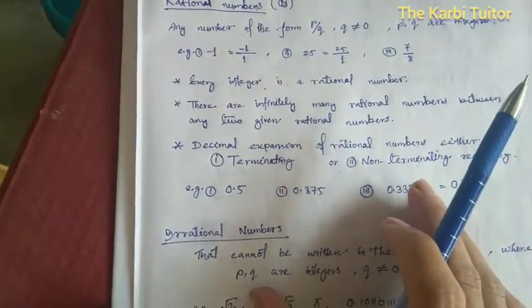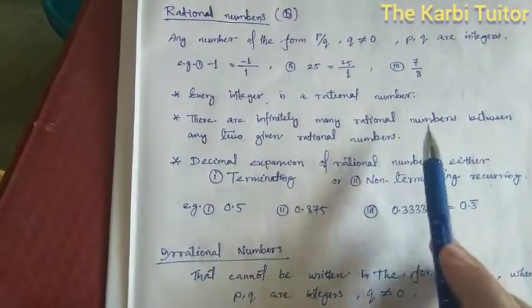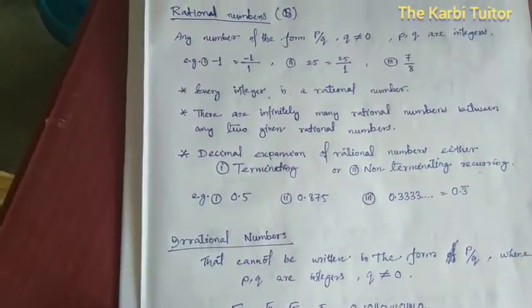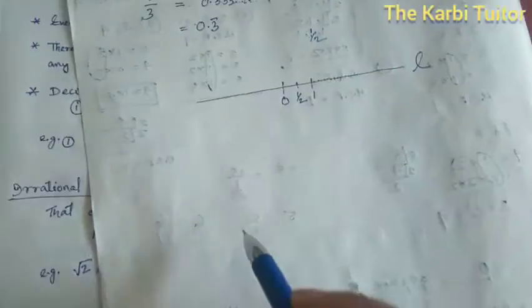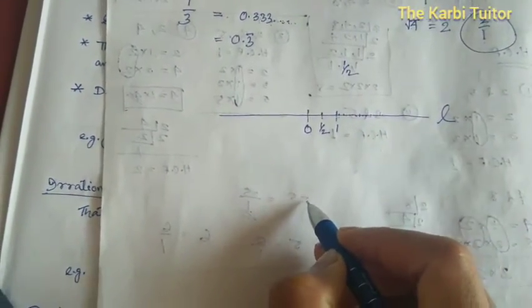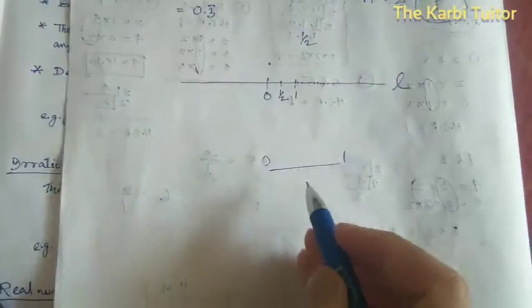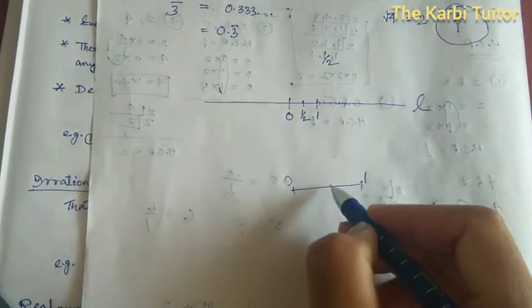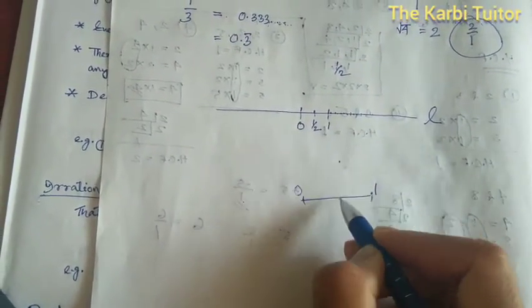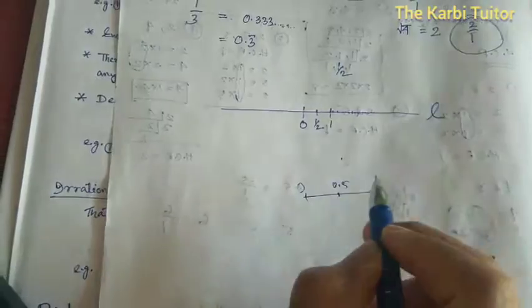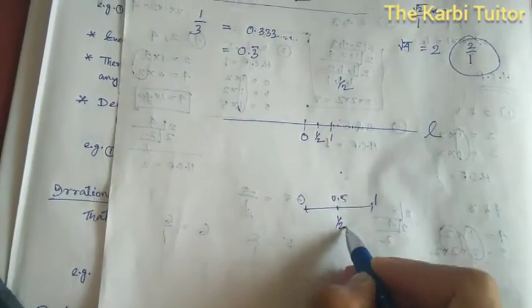There are infinitely many rational numbers between any two given rational numbers. Between any two rational numbers, we can find many rational numbers. Suppose between 0 and 1, the rational numbers are 0.1, 1 by 2, that is 0.5.